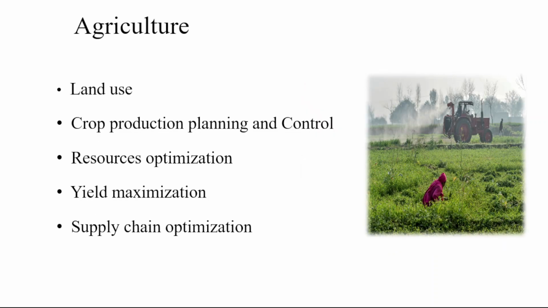As we know, most developing countries rely on agriculture, so we can also use operations research in agriculture. For example, land use. When you have thousands of acres of land and you cannot decide which acre of land should be assigned to which crop, so that you can maximize the yield or production of crops.